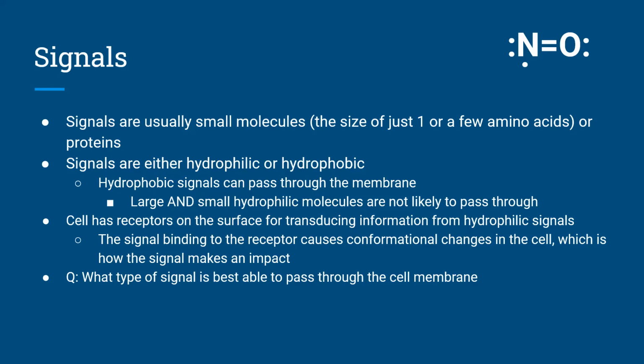And so here's a question. What type of signal is best able to pass through the cell membrane? Specifically, whether it's hydrophobic or hydrophilic, and its size. If you don't have an answer, you can talk or type it in the chat.